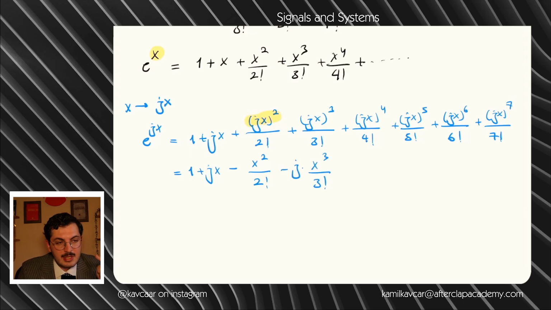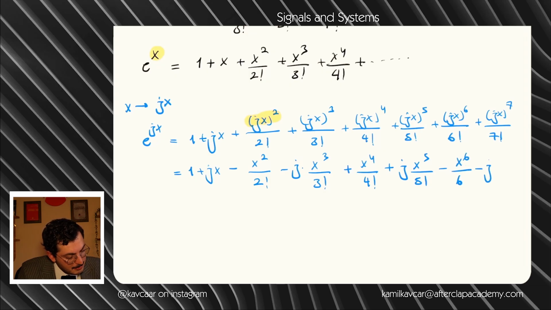What about the next step? We have j to the 4, which is equal to 1. So logically, we have plus x to the 4 over 4 factorial. Let's move on. What about j to the 5? It is equal to j, only one j. So we're just going to say j x to the 5 over 5 factorial. That's great. Move on. What about j to the 6? It is going to be equal to minus 1. So that's why we're going to have a minus sign and we're going to say x to the 6 over 6 factorial. What about the next one? That's going to be minus j times x to the 7 over 7 factorial. By the way, this is also going to be a factorial.